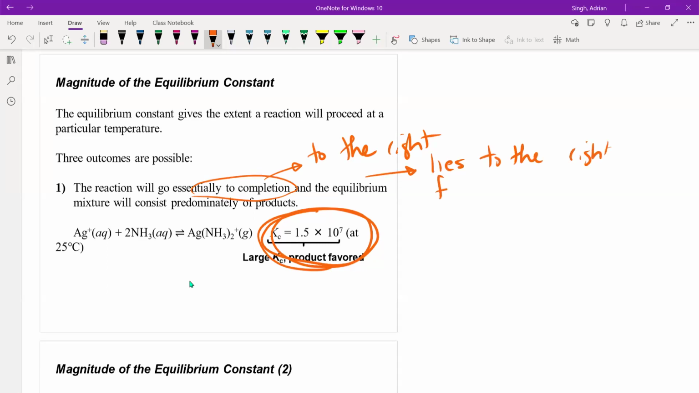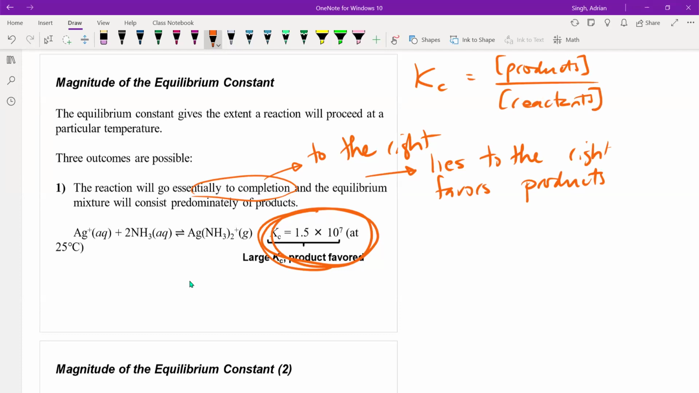or that it favors products. Remember now, when we write that Kc expression, it is always products over reactants. So if the value for the products here is large and this is small, when we divide them we're going to get a pretty big number. And what does that mean? It means that we have a lot of products at equilibrium, which means products are on the right. The equilibrium lies to the right, favors the products.